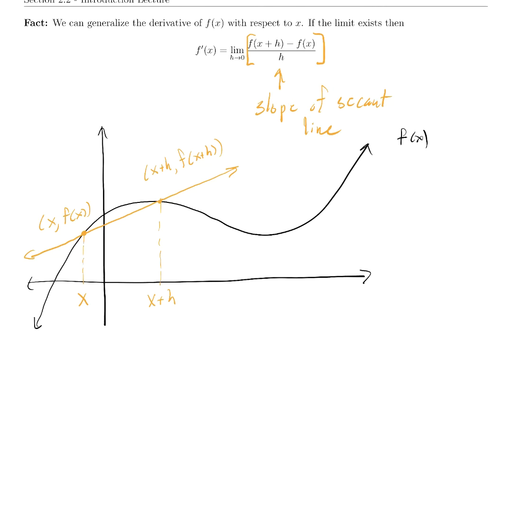Okay, and then what do we do? We let h go to 0. So h goes to 0, moves this point in this direction. It's going to move this point along the curve, and eventually, if we let h go to 0, that would give us the slope of this line, which is the tangent line.